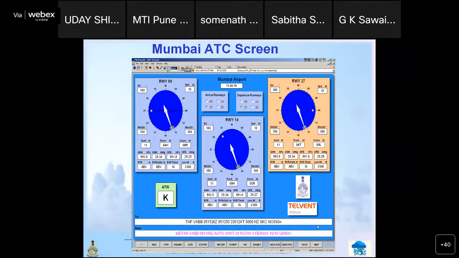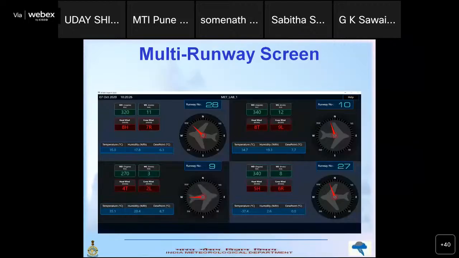He will feed the pressure value into the cockpit altimeter. He will set the altimeter with the help of the pressure value reported by the IMD people, and he will come to know how much distance he is flying above the ground. So this is the multi-screen runway display also. There are a number of runways, with runway numbers like 28/10 and 09/27, and the runway data will be combined and integrated in the same display.